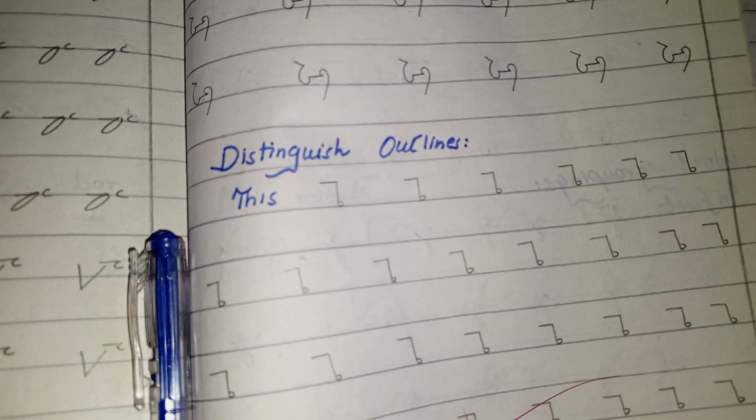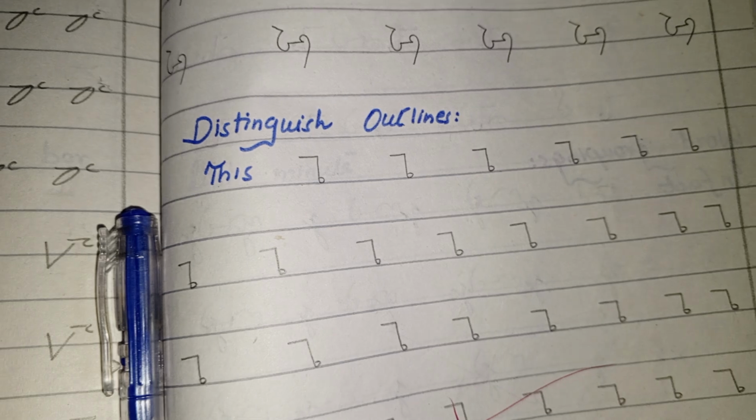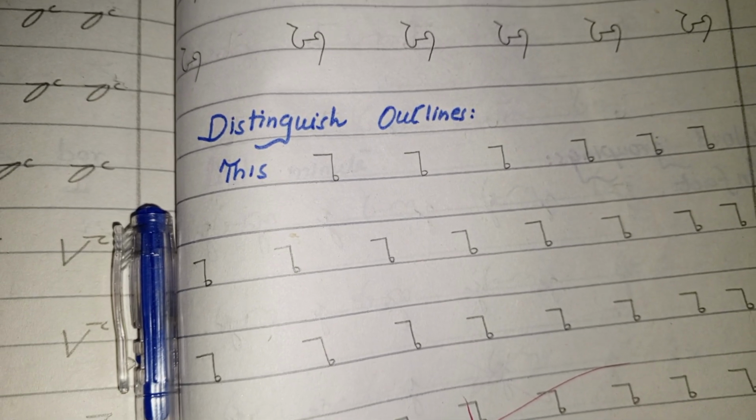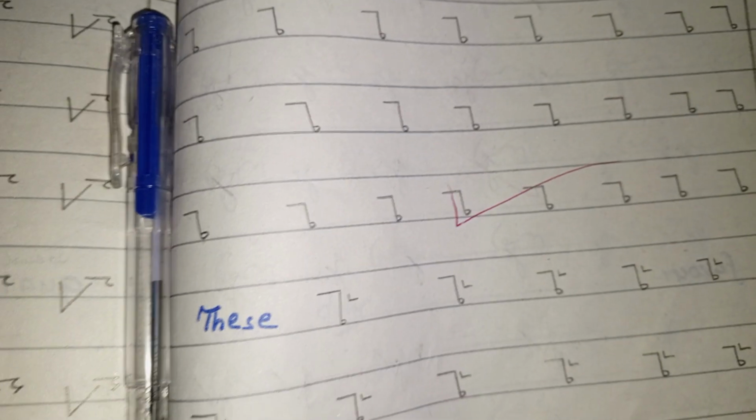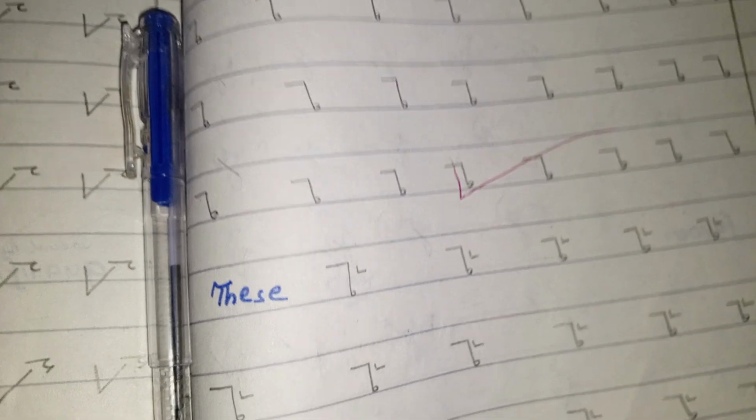Next, distinguished outlines. The first word is this. For this we use the outline of T, H and S. The next word is these: T, H, S.